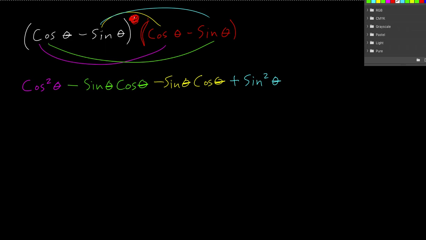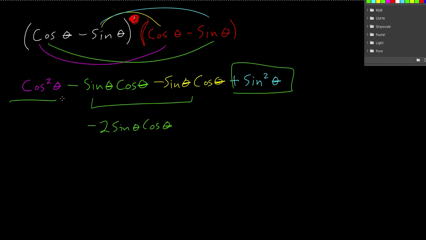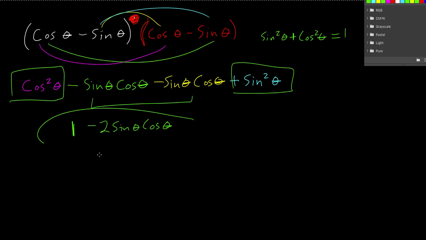And when we do that, these will combine, and we'll get negative 2 sine theta cosine theta. And if we have sine squared theta and cosine squared theta, that's the Pythagorean identity. And so those add together and they just make a 1. Because remember, sine squared theta plus cosine squared theta equals 1. And so that's our final answer on that one.